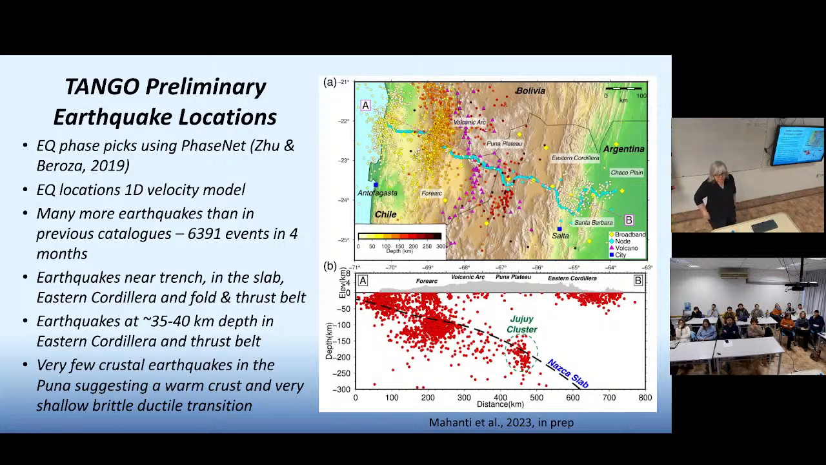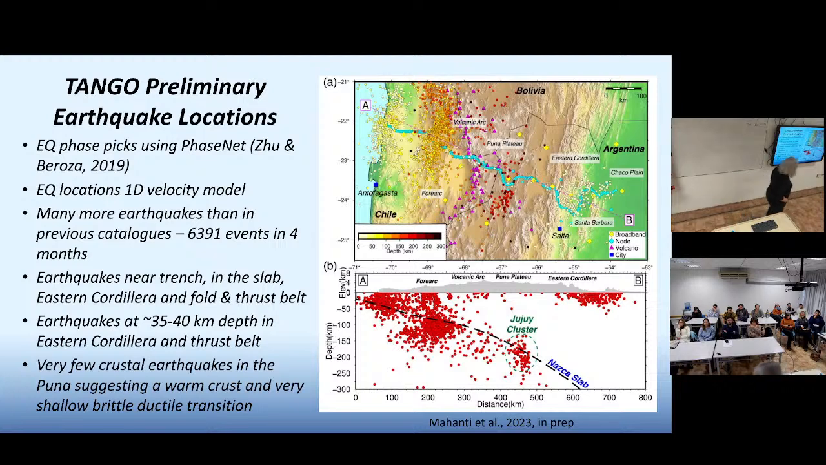And you can run all the continuous data through it, and it will give you P and S wave picks. And there's many codes like this. This is not the only one, but it happens to be what we're using, and Martin is using it for some of the data up north. But he found 6,300 events in 4 months. This is, again, just preliminary.